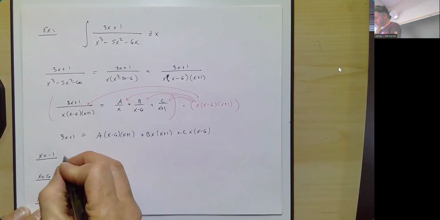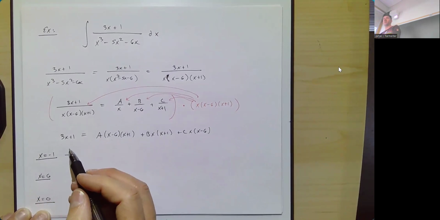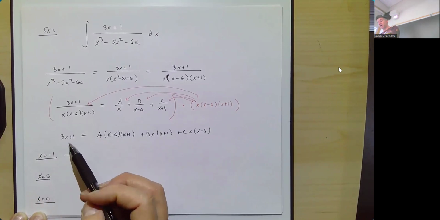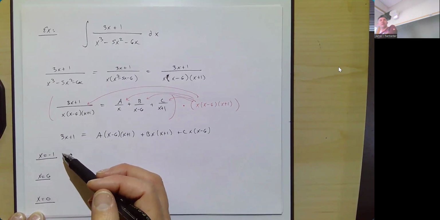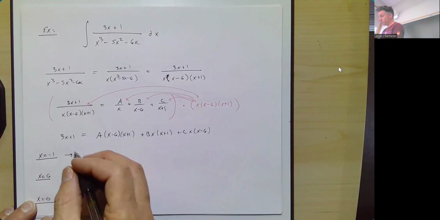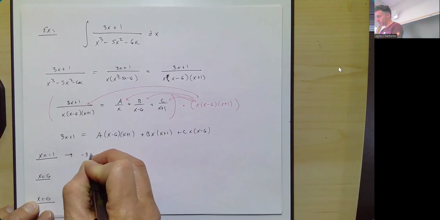So if I plug in x equal to -1, be careful here. We do have to plug it in on the left-hand side. Sometimes on the left-hand side, there'll just be a constant there, so there'll be nowhere to plug it in. But if there is an x, we need to plug it in. So on the left-hand side, I'm going to get -3 plus 1.